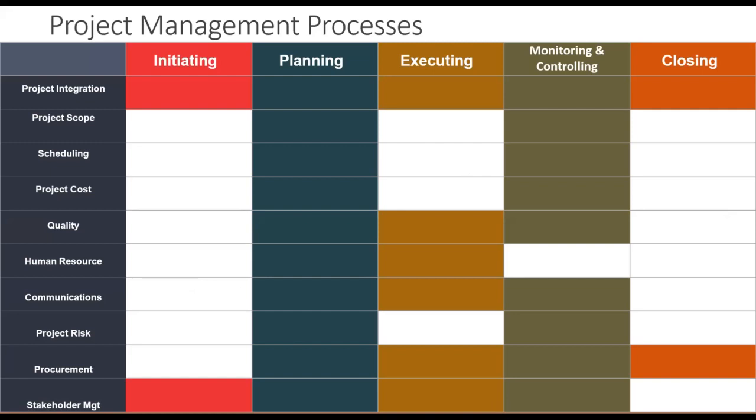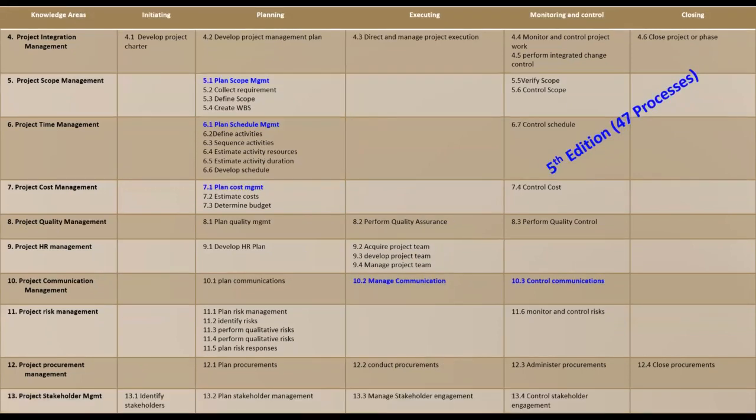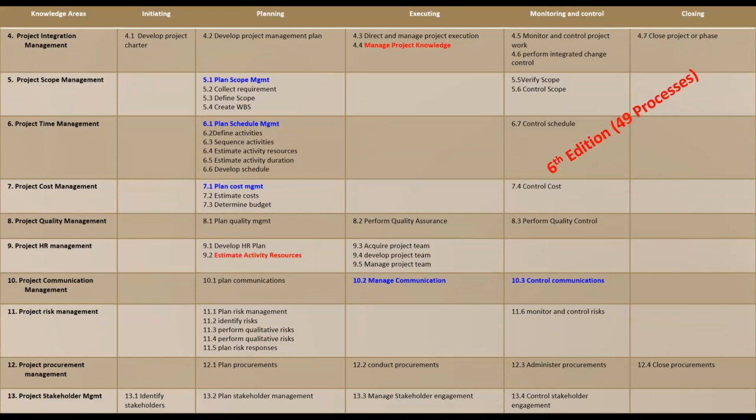In the fourth edition, there are a total of 42 processes. In the fifth edition, there are 47 processes. You can see what has been added, which is marked in blue. And in the sixth edition, we have 49 processes, which is marked in red. That's all in this topic.